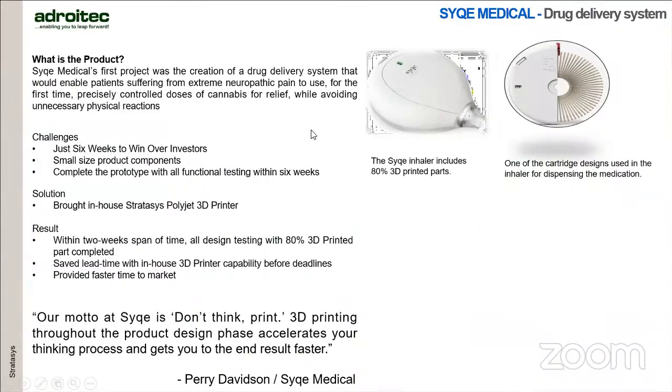This is a use case study of a medical device manufacturing company. They developed a medical device called an inhaler, which is used for patients who are suffering from extreme neuropathic pain. This is an inhaler which produces doses of cannabis. You can see this video also.